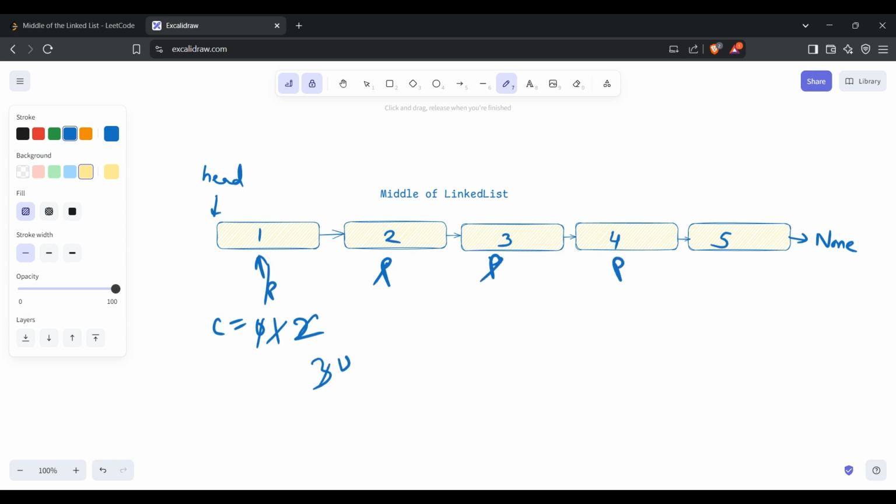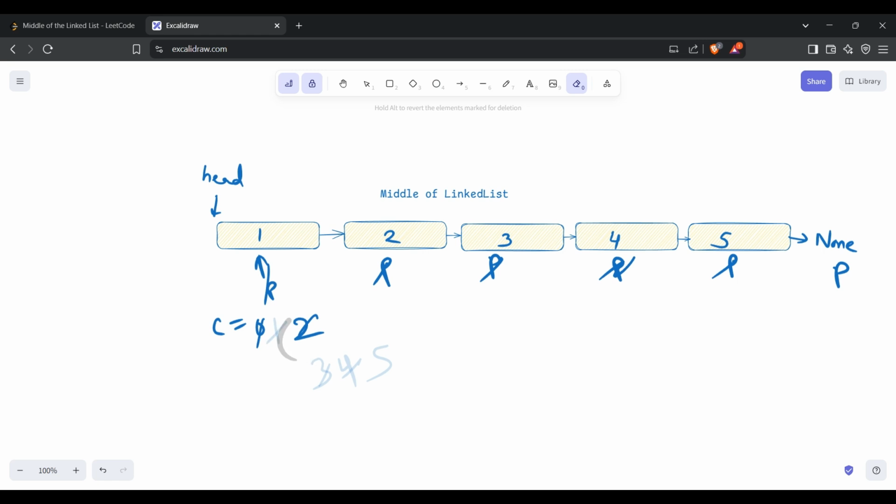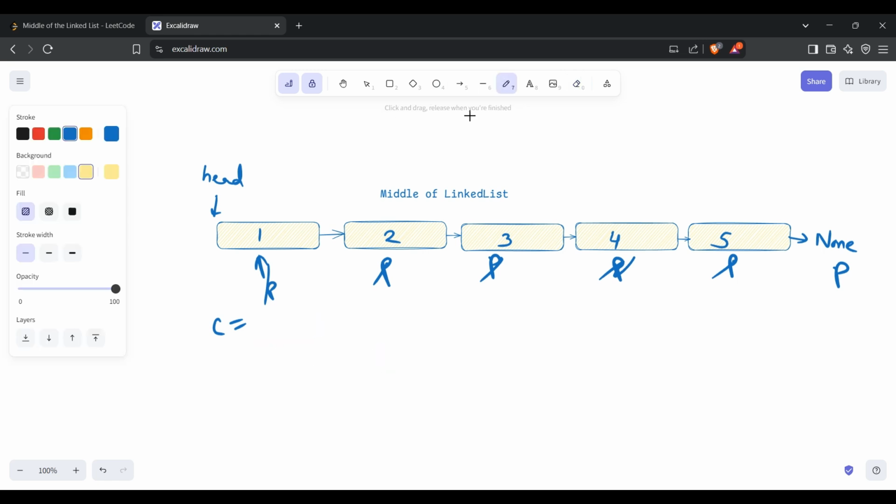Is p none? No. Therefore, increase the count and move p to the next element. And then for this, is it none? This is also not none. Therefore, 5. And now p becomes none. Okay. I hope you know the algorithm to count the number of nodes. If not, we will see while coding. Okay. Now we have the count of the elements as 5.